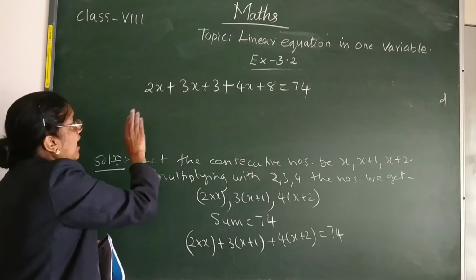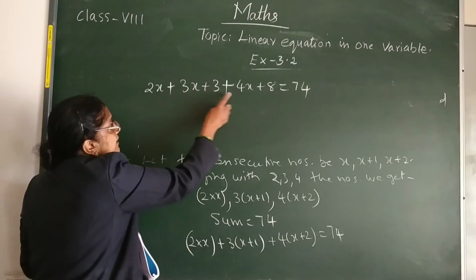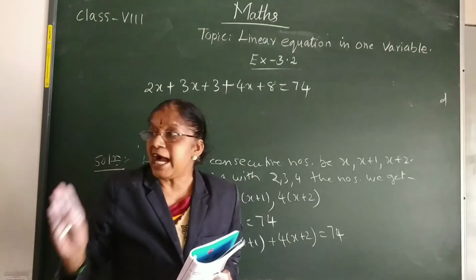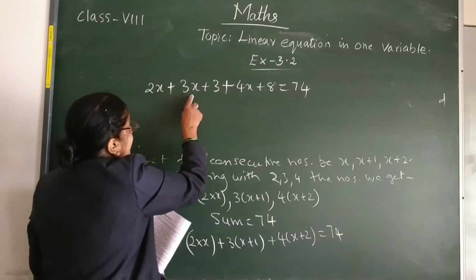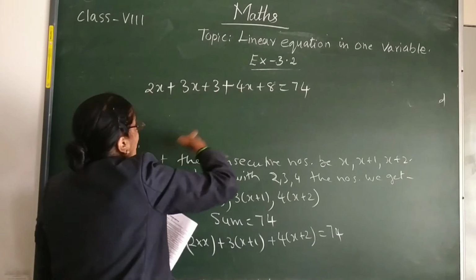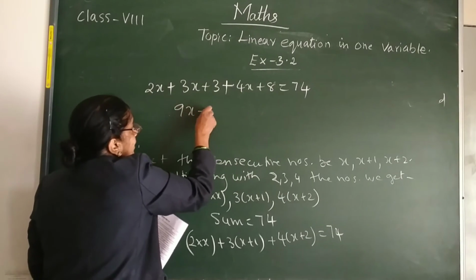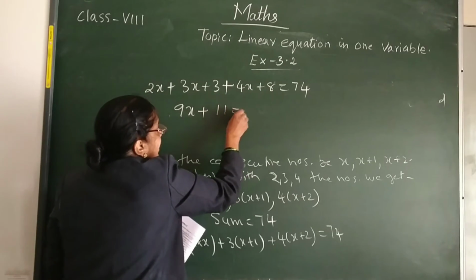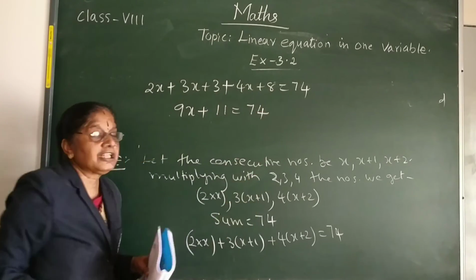Let us see the like terms. 2x, 3x and 4x are the like terms. In algebra, like terms can be added. So 2x plus 3x is 5x, plus 4x is 9x. Constants can be added too. 3 plus 8 is how much? 11. So 9x plus 11 is equal to 74.